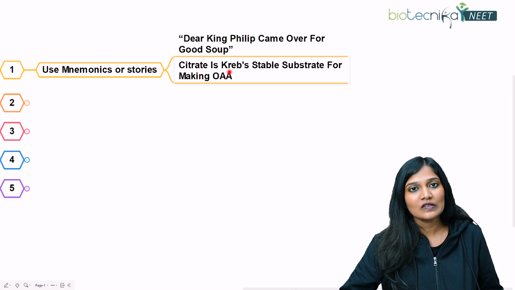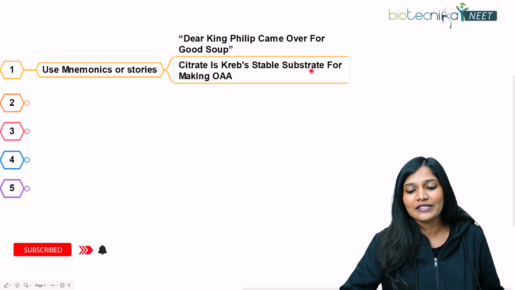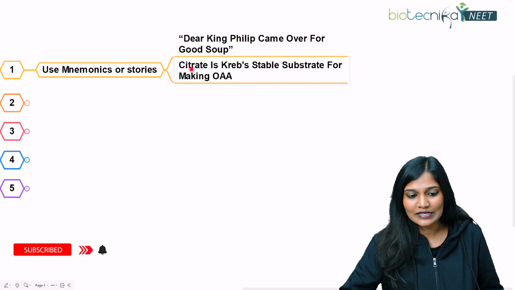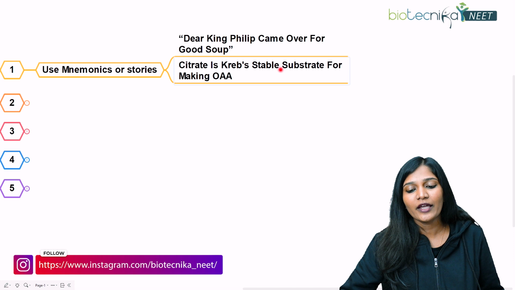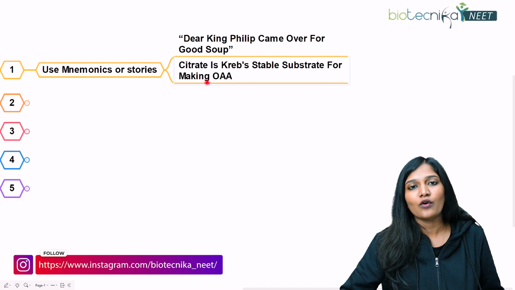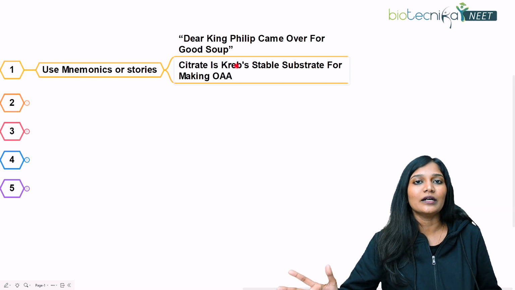The second one is for the citric acid cycle. What are the reactants and products that will be formed? Citrate is the Krebs stable substance for making oxaloacetic acid. So citrate, isocitrate, alpha ketoglutarate, succinyl-CoA, succinate, fumarate, malate and oxaloacetic acid. By learning only this one sentence, you remember the complete product.